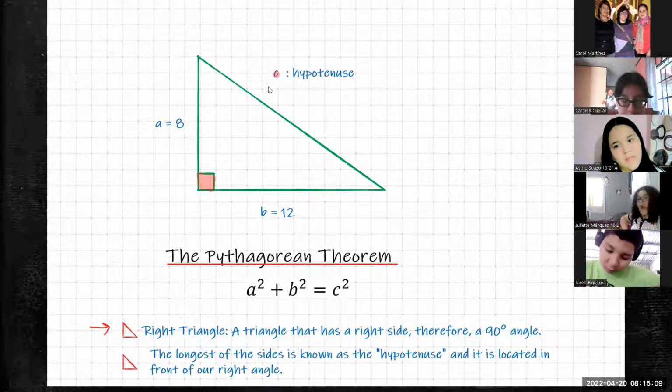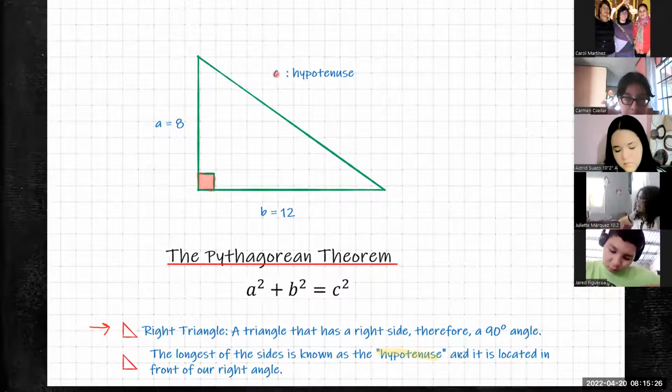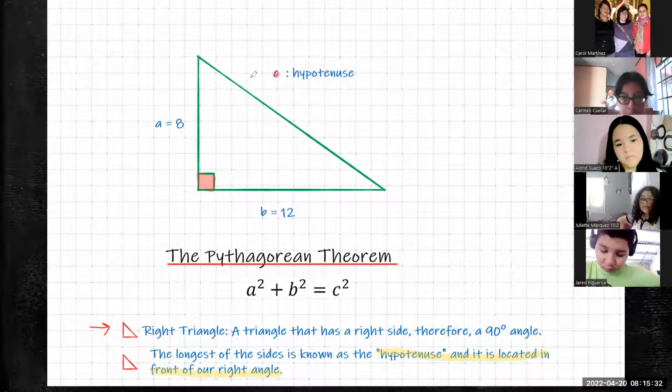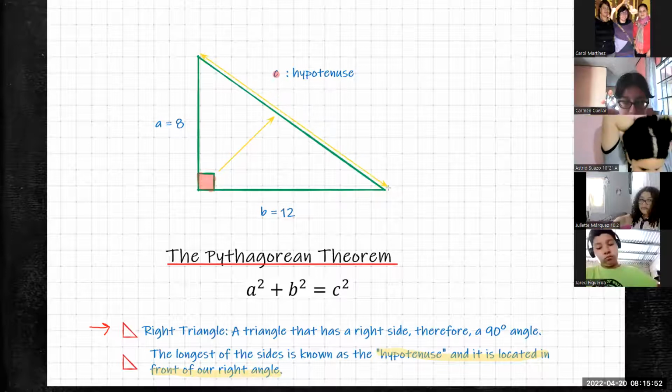Now, the most important thing is how or where do you identify the hypotenuse? The hypotenuse is going to be located in front of the right angle. Take a look over here. The hypotenuse is located in front of our right angle. So the right angle is over there. Okay, what is going to be the hypotenuse? The side that is in front of the right angle. So the hypotenuse, in other words, is going to be the longest side. If you measure the three sides, you will notice that the side C, the hypotenuse, is going to be the longest of all of them.